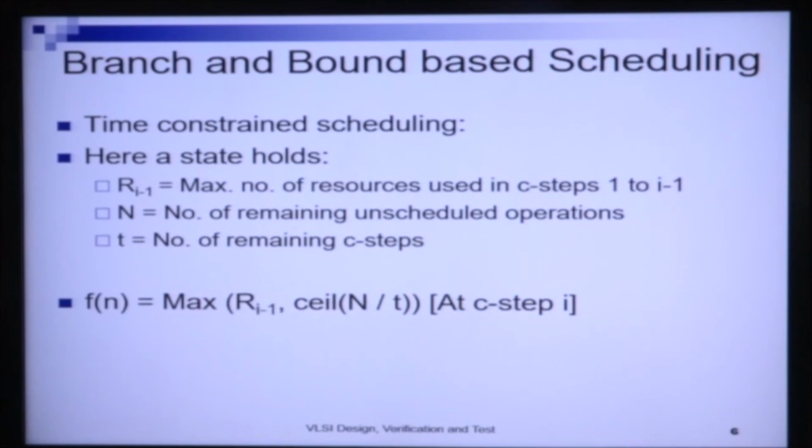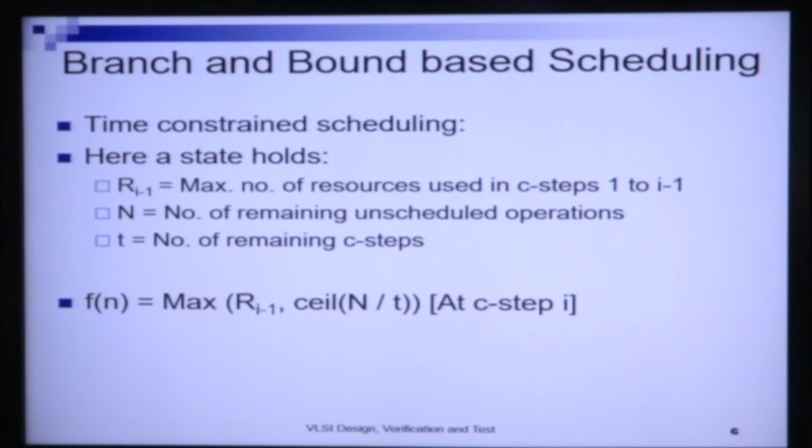What is the solution? We again said a path from the root to the leaf in the state space tree is a solution, an enumeration of that solution. So in that path, if the maximum number of resources that has been consumed at a time step is 3, there is no way that I can produce a schedule with this path that consumes less than 3 resources. So the answer for this path will be 3 resources.